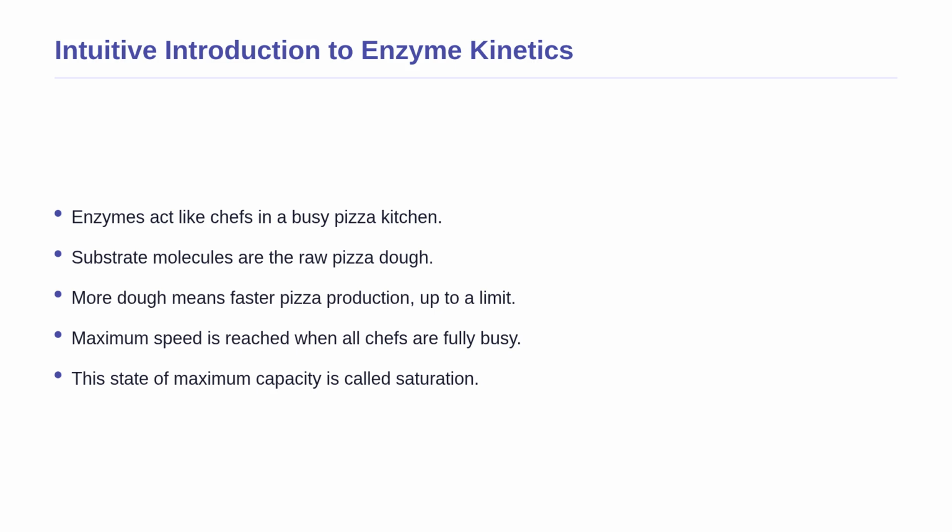But eventually, if you dump a massive mountain of dough into the kitchen, the chefs will be working at their absolute maximum speed. Adding even more dough will not make pizzas come out any faster, because every single chef is already 100% busy. This concept of reaching a maximum speed is called saturation, and it is exactly how enzymes behave in our bodies.